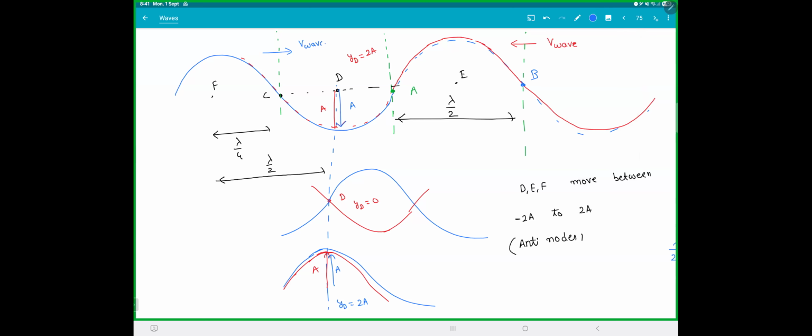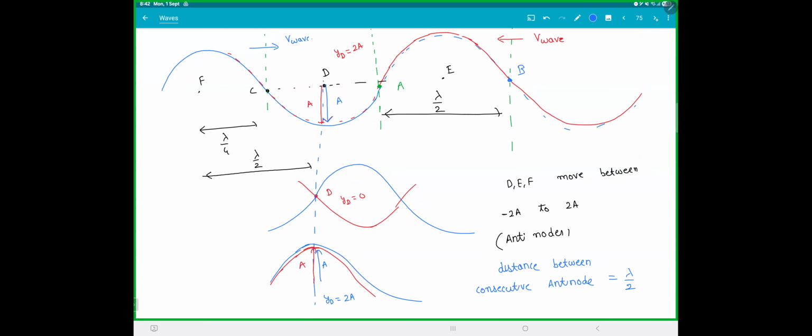So there again, same story. So for every lambda by 2, you'll also find an antinode. Clear with this? Again, I didn't do any maths there. We just saw some pictures.